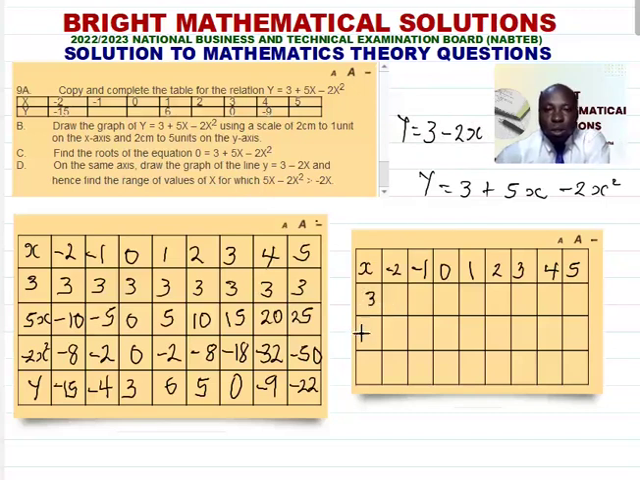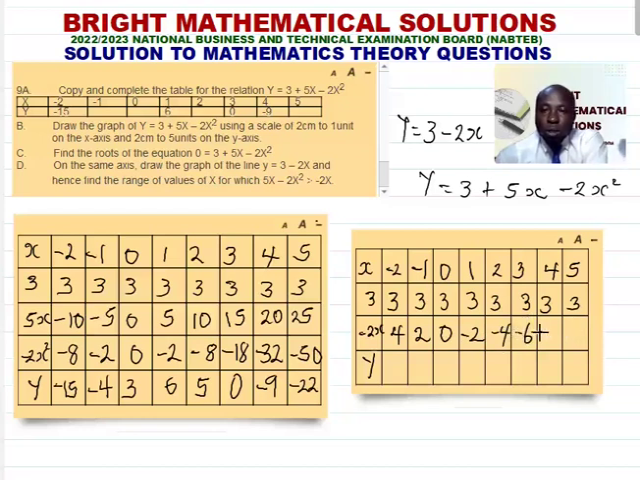So this is 3 minus 2x, and we have our y here. Now 3 is constant, so we're going to repeat it all through. So minus 2x, when x is minus 2, multiplied by minus 2, that gives us 4. When x is minus 1, that gives us 2, and 0 gives us 0. When x is 1, this gives us minus 2. When it's 2, this gives us minus 4, minus 6, minus 8, and minus 10.